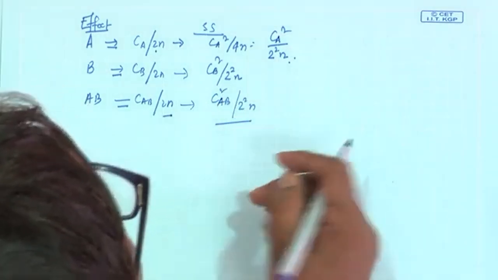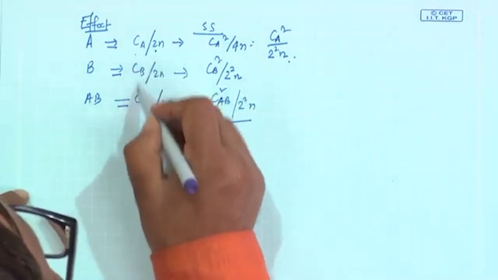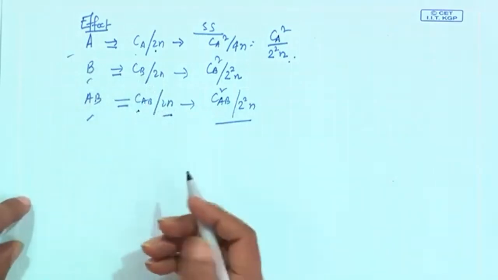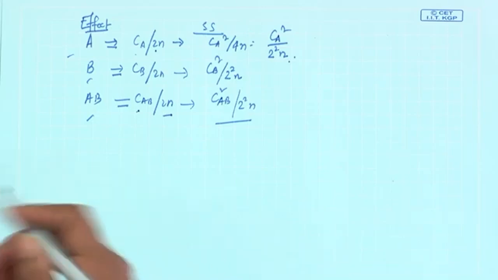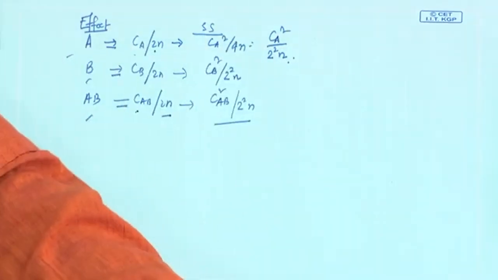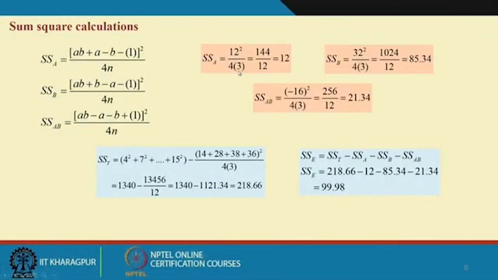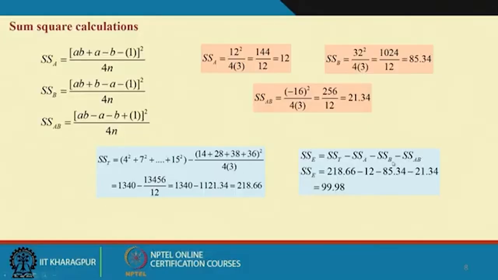So, your things become very simple, because this contrast is known for each of the effects. Then the resultant quantity here, what is happening? SSA is this, SSB is this, and you know SSA will be this quantity, 12 squared by 4n, which is 12 only. SSB is this, SSC is this, AB is this, then SST will be the sum of squares of all the observations minus the correction factor, and like this.